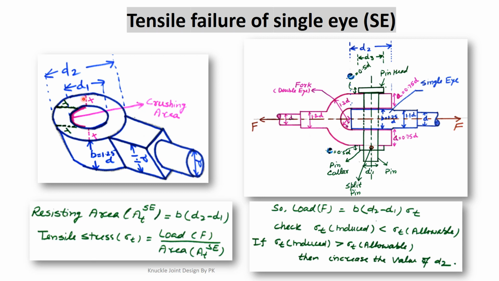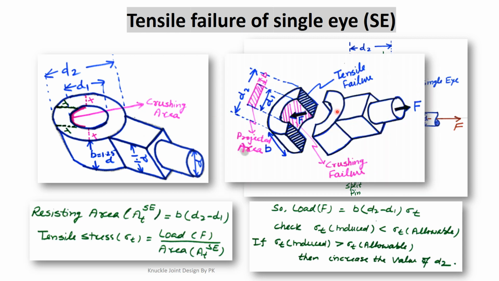So if we properly analyze this area in more detail, this is that area. We see that this pin is in contact with this curved area whose inner diameter is d1 and whose width is equal to b. So when this force is applied on this one, this area resists the tensile failure. This blue color sided portion will resist the tensile failure.